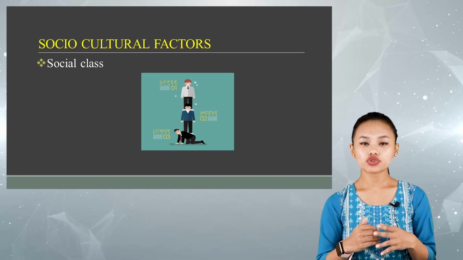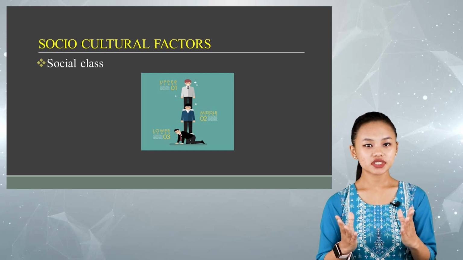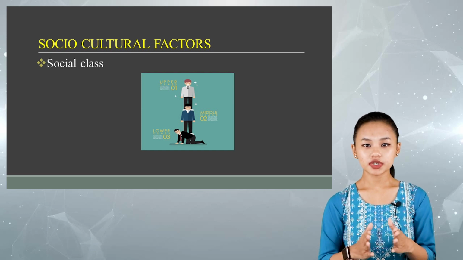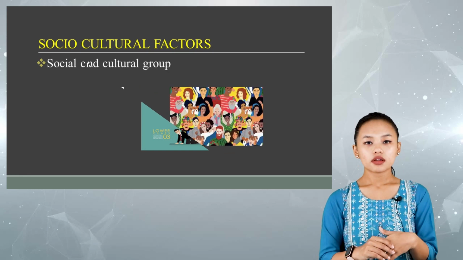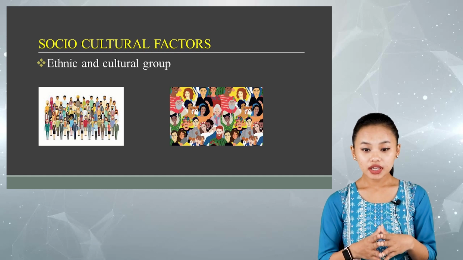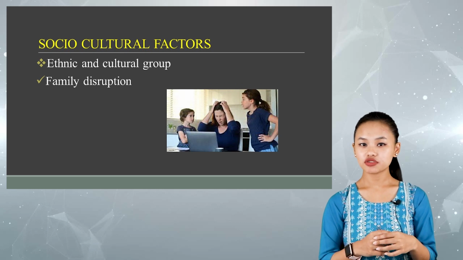Coming on to the last factor, which is the social-cultural factor. This factor is largely determined by the belief, the culture, the education, as well as the income of a person. The social-cultural factor includes the social class. For example, high-class people are more prone to develop coronary artery diseases. The second is the ethnic and cultural group.